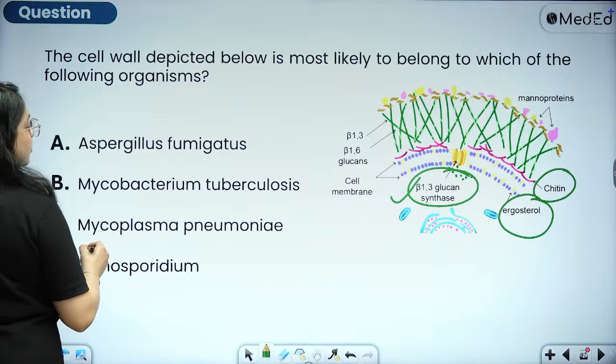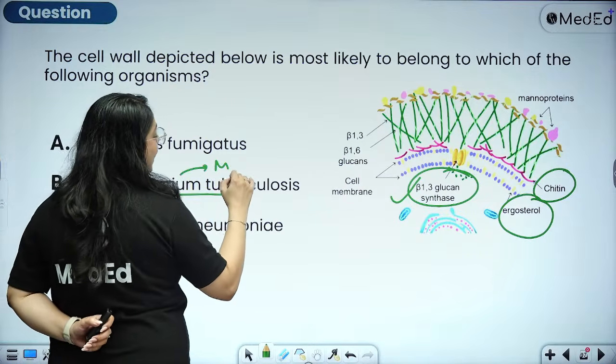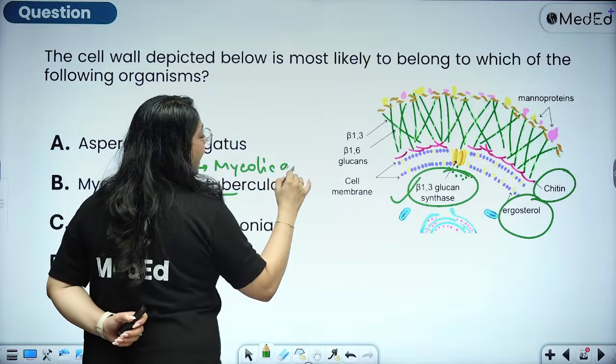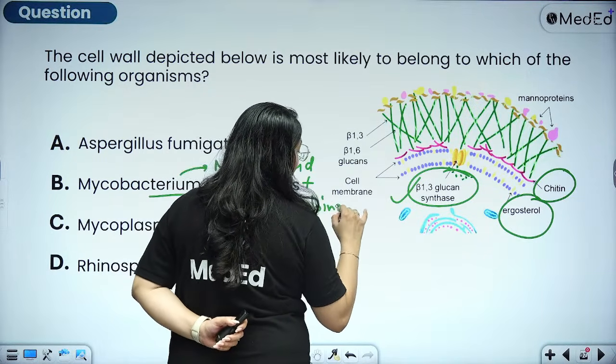So Aspergillus fumigatus. Mycobacterium TB? No. It will have mycolic acid and arabinomannan.